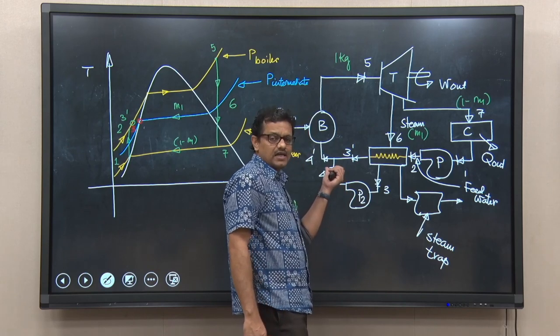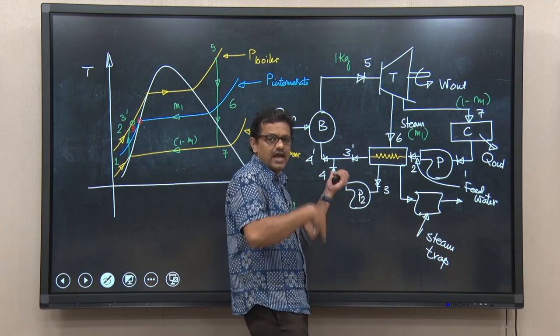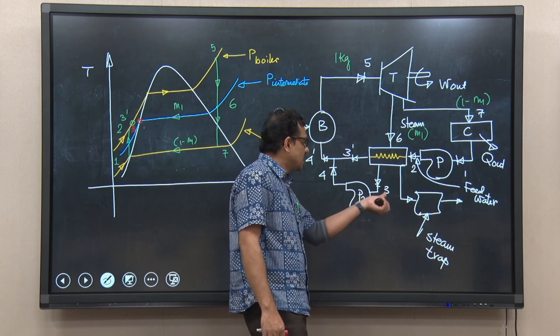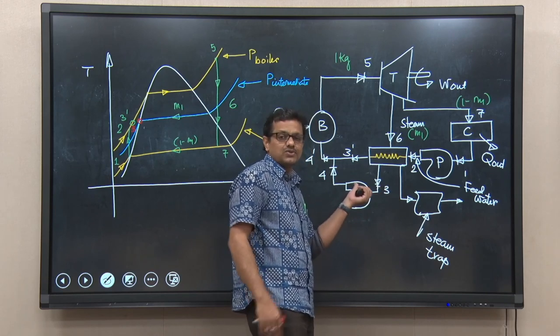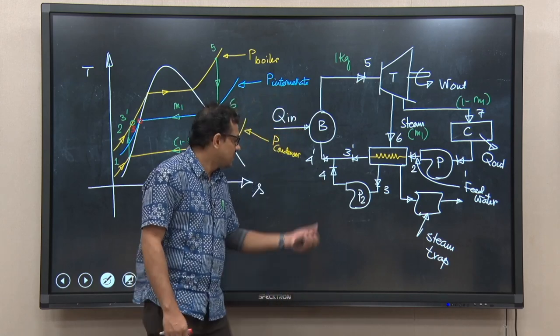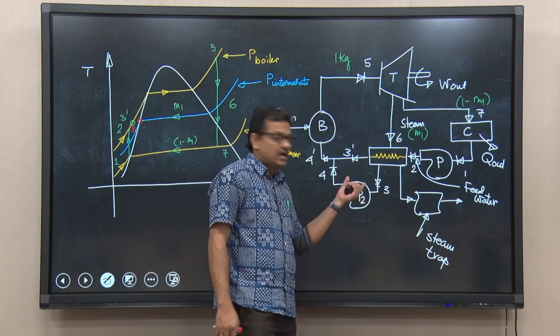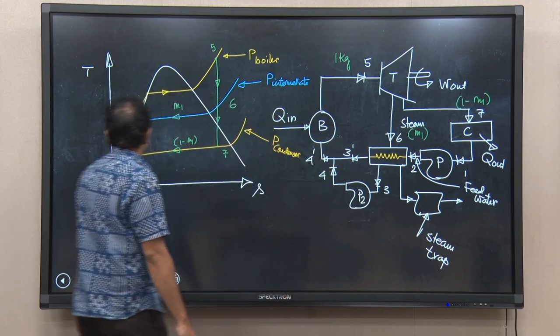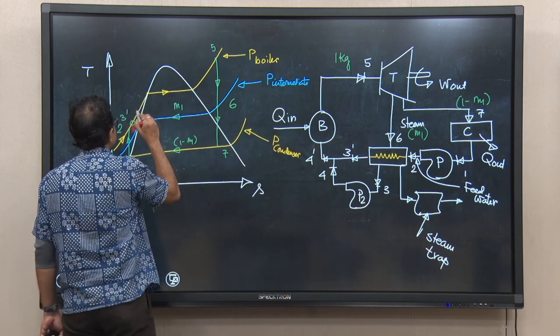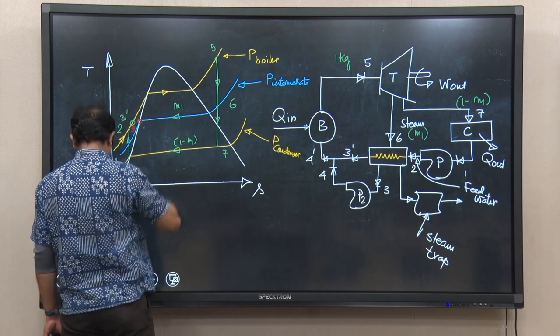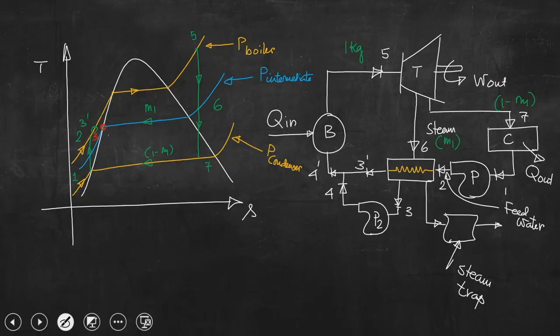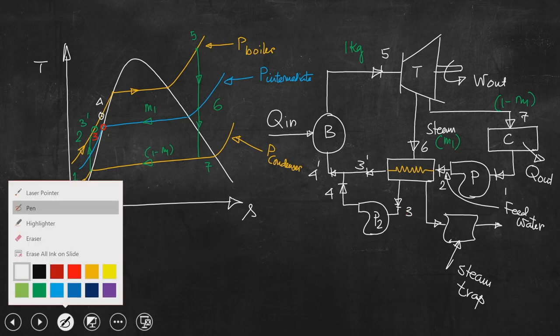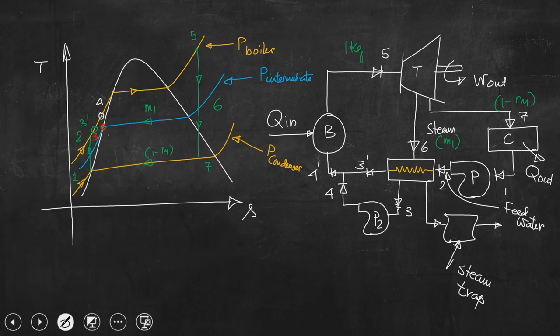Next, what about 4? The entropy at 4 should be slightly higher than the entropy at 3 prime and 4 prime, because the temperature at 3 is high and that is again pumped. While we are pumping, because of viscous heating, the temperature will increase a little more. So, the entropy at state point 4 should be higher than the entropy at state points 3 prime and 4 prime, and that is why point 4 would be here. So, this is 4, and this is 4 prime.